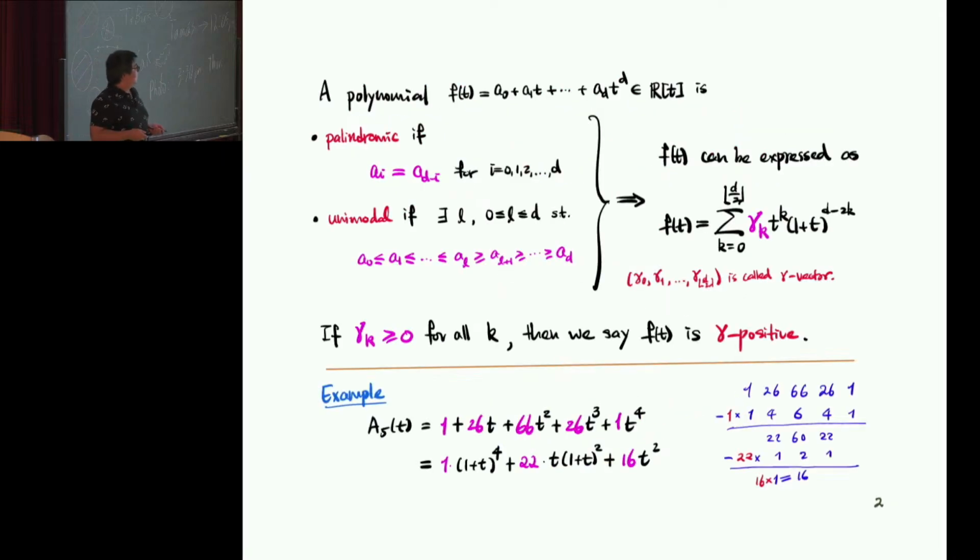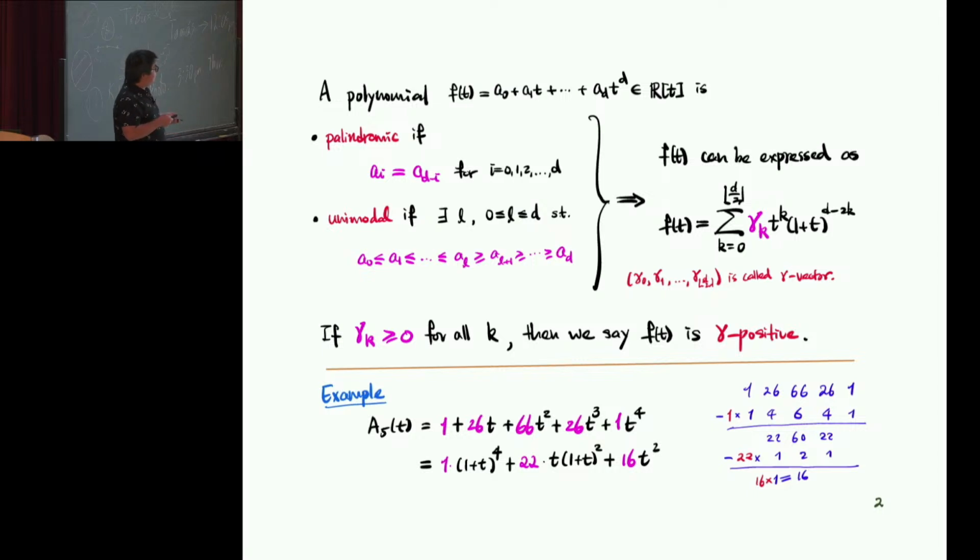First, we have a degree d polynomial with real coefficients, and we say the polynomial f of t is palindromic if its coefficients satisfy this condition: the first is equal to the last one, and a1 is equal to a_{d-1}. And we say it is unimodal if the coefficients increase up to some point and then keep decreasing.